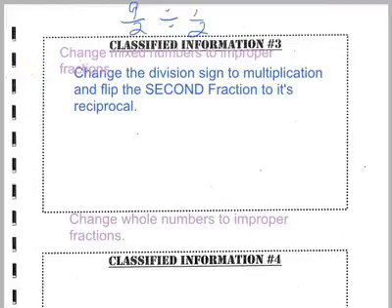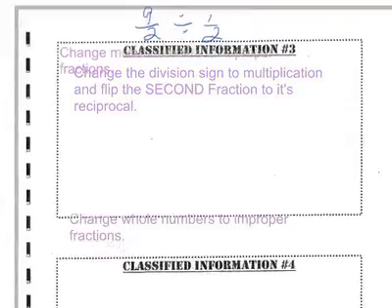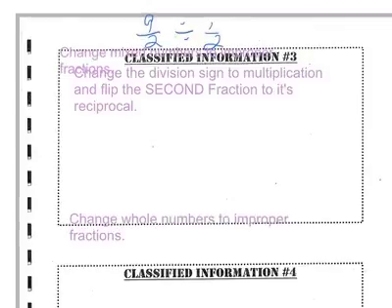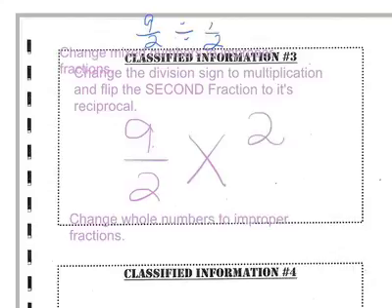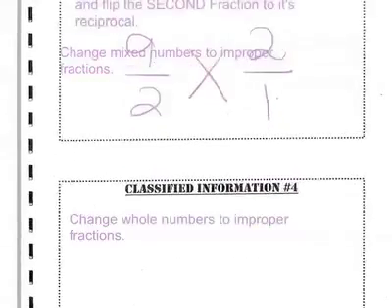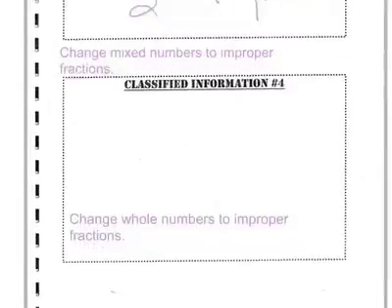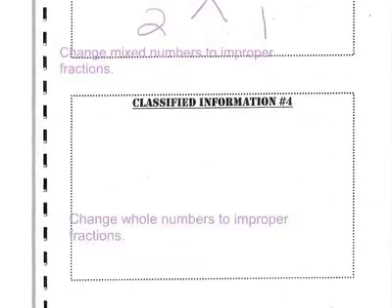Okay, so let's do that here. Okay, so we have 9/2. Our new problem becomes 9/2 times, because we're going to change that, and we're going to flip 2/1. Classified information piece number 4 says that we are going to cross simplify if we can. Let's see if we can.